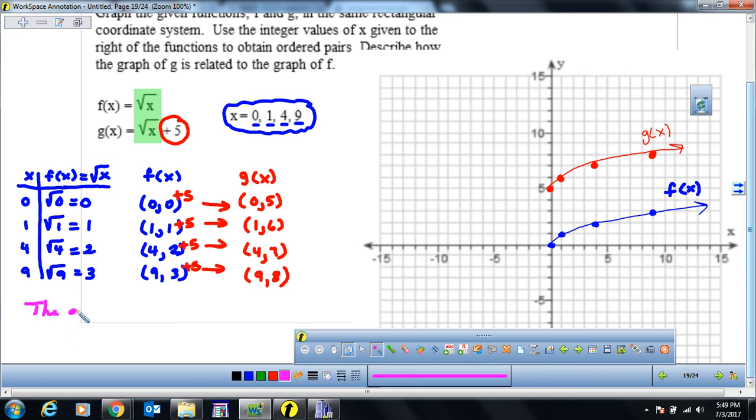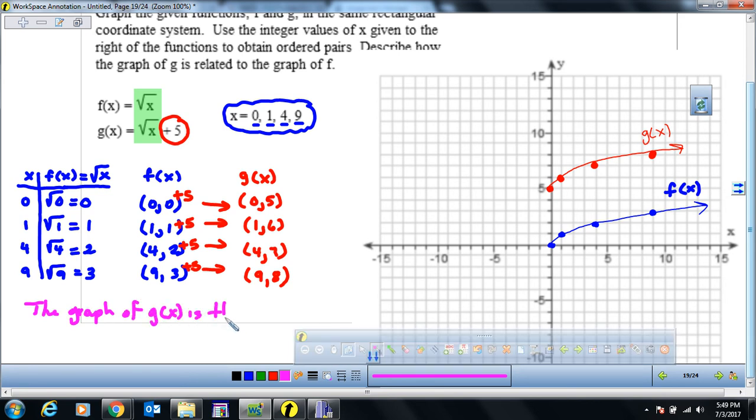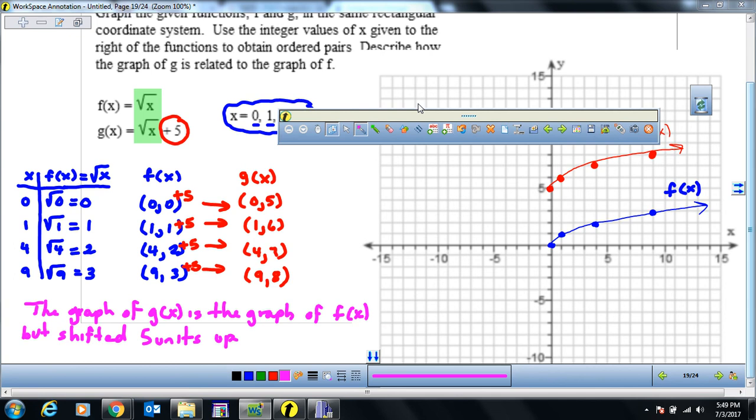So we're going to say that the graph of g of x is the graph of f of x, but shifted 5 units up. And that is the relationship between the two graphs.